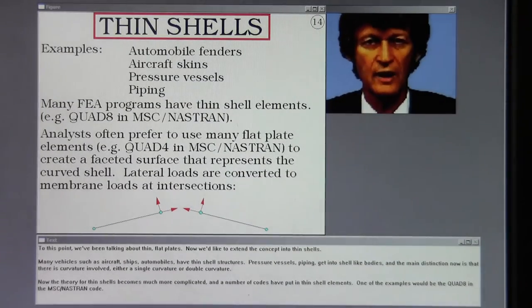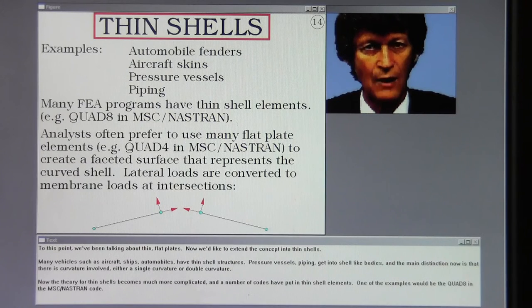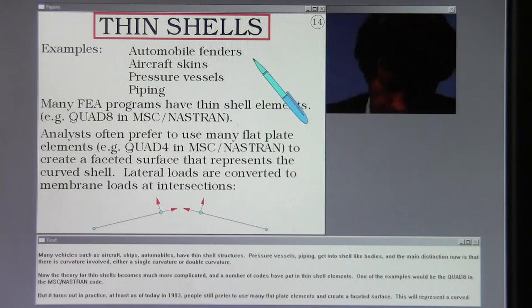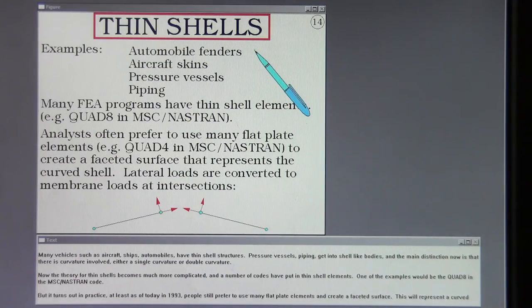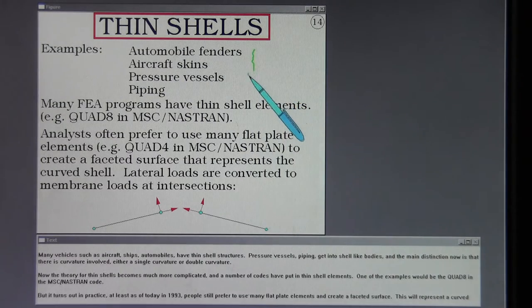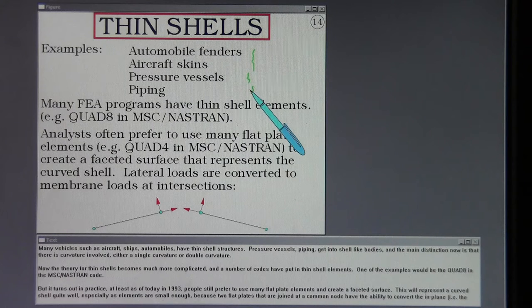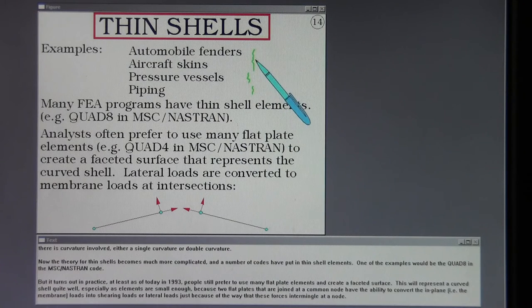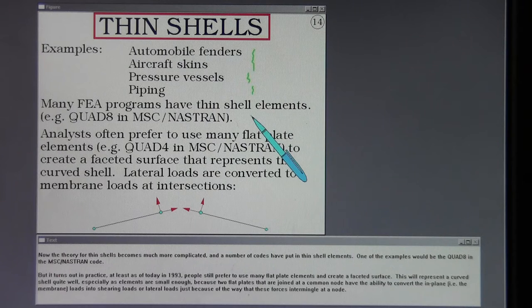To this point, we've been talking about thin, flat plates. Now we'd like to extend the concept into thin shells. Many vehicles, such as aircraft, ships, automobiles, have thin shell structures. Pressure vessels, piping, get into shell-like bodies. And the main distinction now is that there is curvature involved, either a single curvature or double curvature. Now, the theory for thin shells becomes much more complicated, and a number of codes have put in thin shell elements. One of the examples would be the quad 8 in the NASTRAN code.